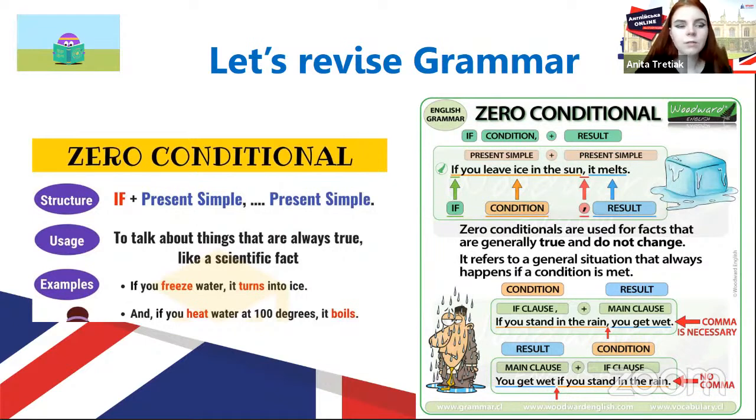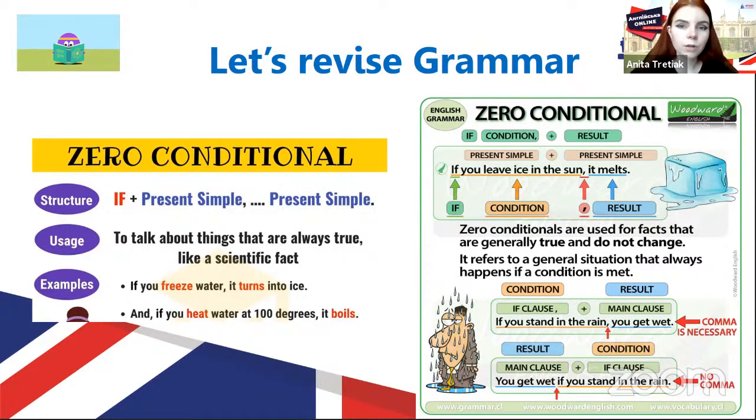Hope you understand the usage and these examples. And now let's look at the structure here. So the structure of conditional, it's always two parts, and one part is followed by the word if. So the word if, it shows the condition, and if you follow this condition, then something can happen. So for example, if something, then something. In zero conditional, your if clause or condition must be in the present simple tense. You can see this in the examples.